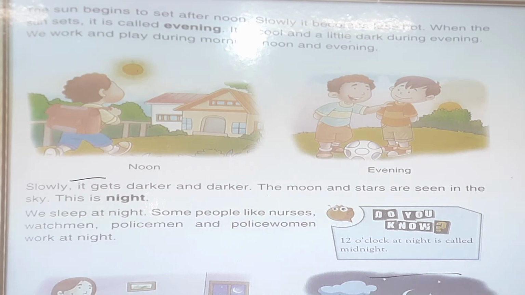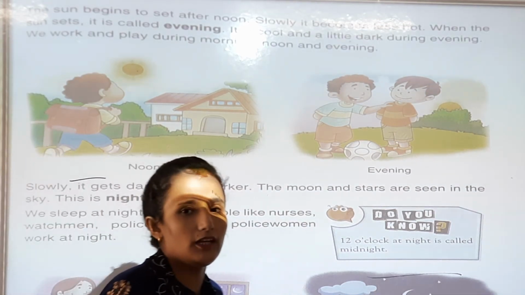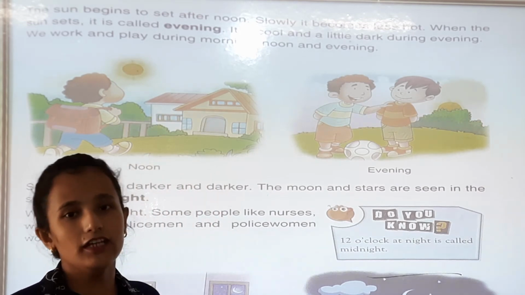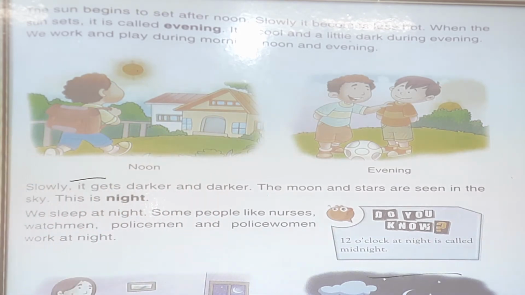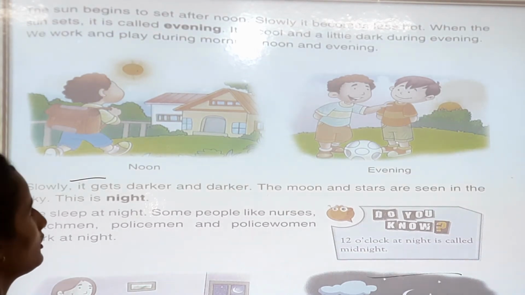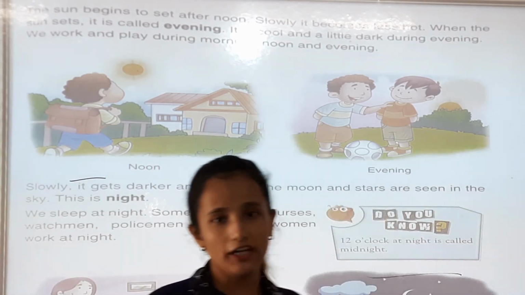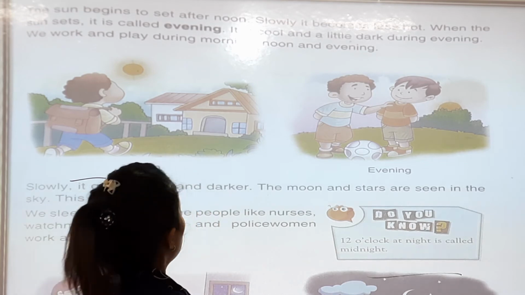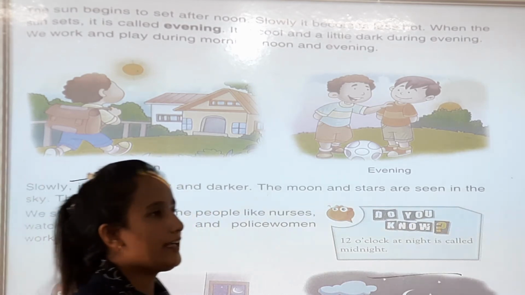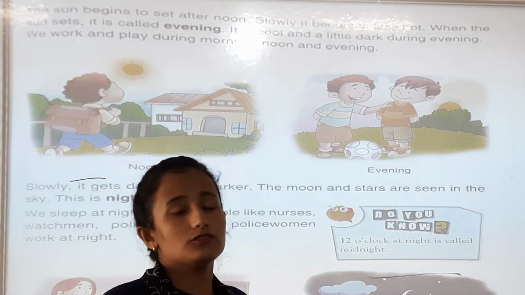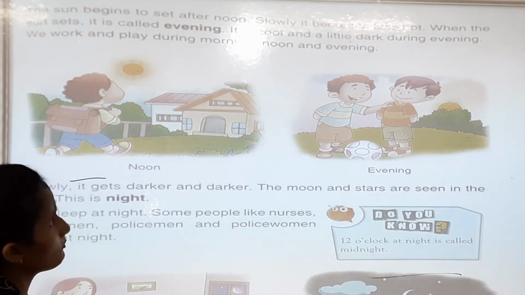When the sun sets, it is called evening. So when the sun sets after 4 p.m. or 3 p.m., we can say it is evening time. It is cool and a little dark during evening. We walk and play during morning, noon and evening. In the evening time we used to go for a walk, and in morning and evening we used to go for a walk and to play.